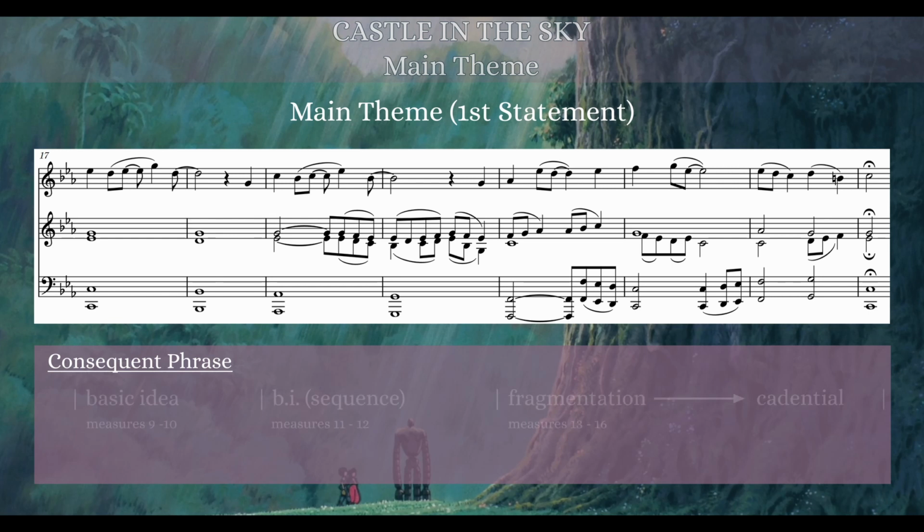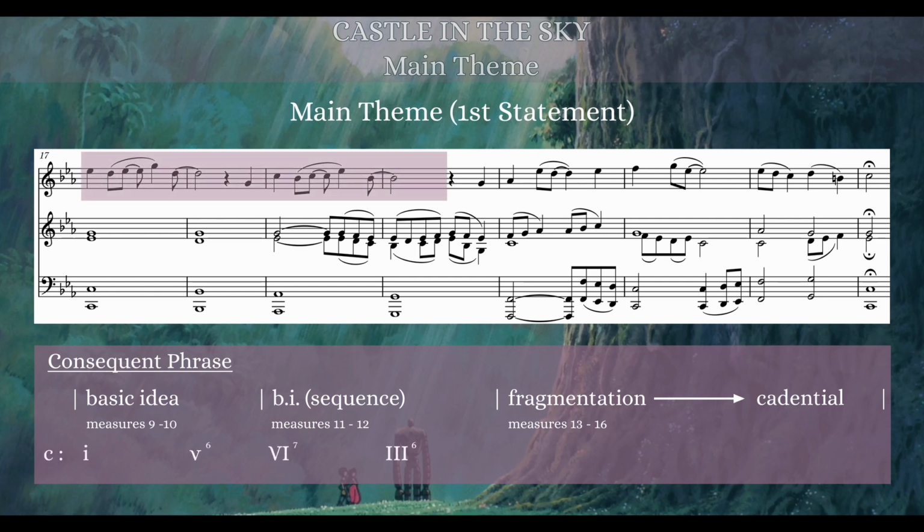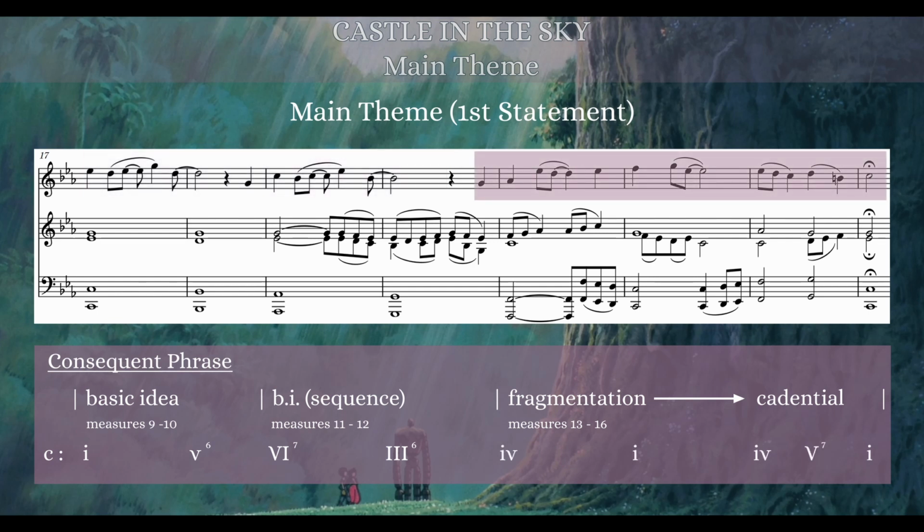In fact, the first four measures are identical to the first four measures of the antecedent phrase, with the same exact harmony. Then it's the last four measures here that distinguish this phrase from the first one. The fragmentation is a bit different here. It almost feels like a contrasting idea that leads into a cadence, this time a full cadence to the tonic C minor chord.